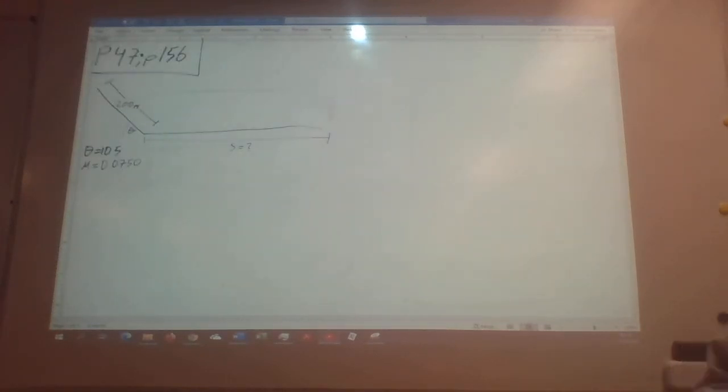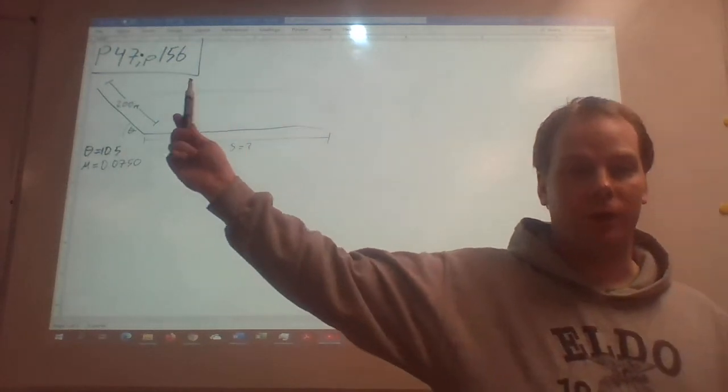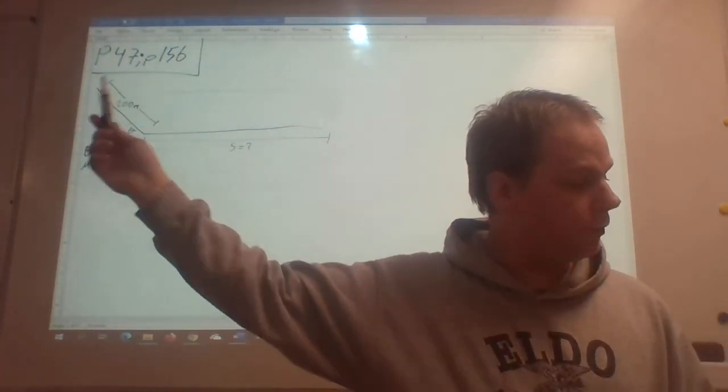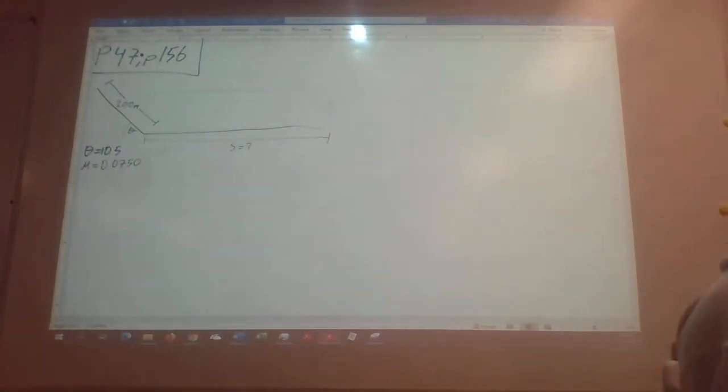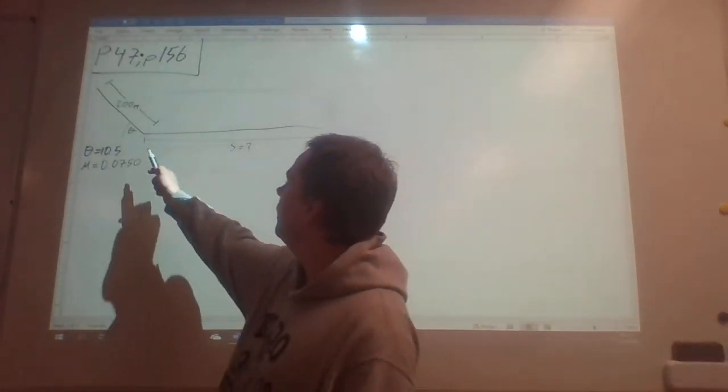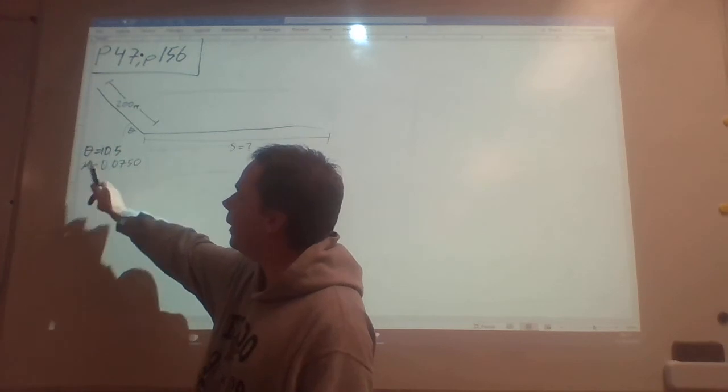All right, we are going to do problem 47 from page 156, and that's up here if you missed that. I'm going to read it out. A skier starts from rest at the top of the hill that is inclined 10.5 degrees with respect to the horizontal. So theta is 10.5.